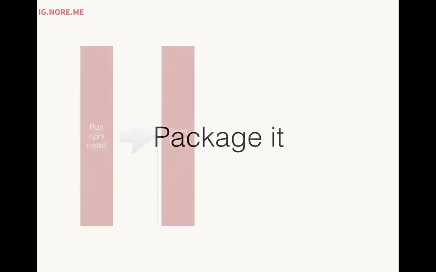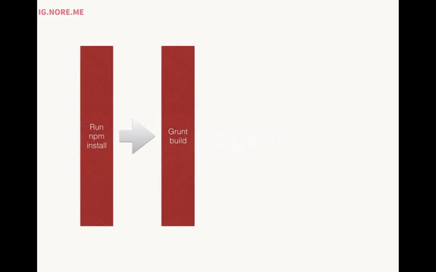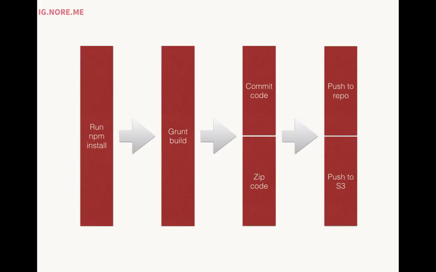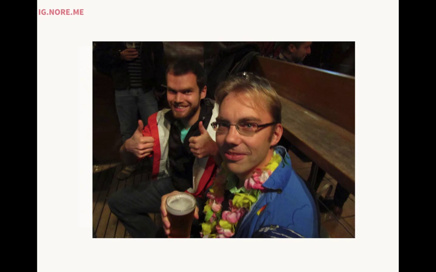Now, what does this mean in that same schema I just showed you? Well, you still run npm install and do your grunt build, but then you commit the code or zip it, and then depending on which one you chose, you push it to the repository or you push it to an S3 bucket, and from there you just do your normal, regular deployment setup. All done, great, everybody's happy.